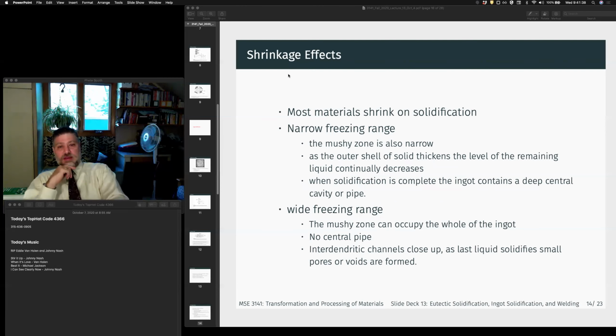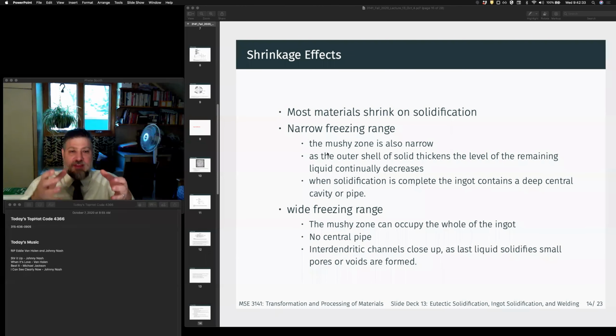When we're dealing with ingot solidification, we really have to consider shrinkage effects, right? So most materials are going to shrink on solidification, right? Water ice being one of the rare exceptions, right? If we have a narrow freezing range, so if we have a partition coefficient that's close to 1, right? We have a small distance between our solidus and liquidus lines. The mushy zone is also very narrow, right?